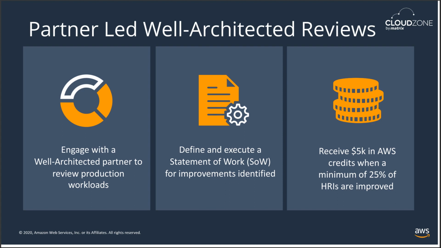We are all familiar with competencies and programs that AWS puts in front of its partners. So in order to use the well-architected program, you have to be a well-architected partner. So you engage with a well-architected partner, just like CloudZone, right? We define and execute this SOW, we improve the workload, and then we're eligible to receive $5,000 in AWS credits when a minimum of 25% of those high-risk indicators are improved. So it's basically super cool.